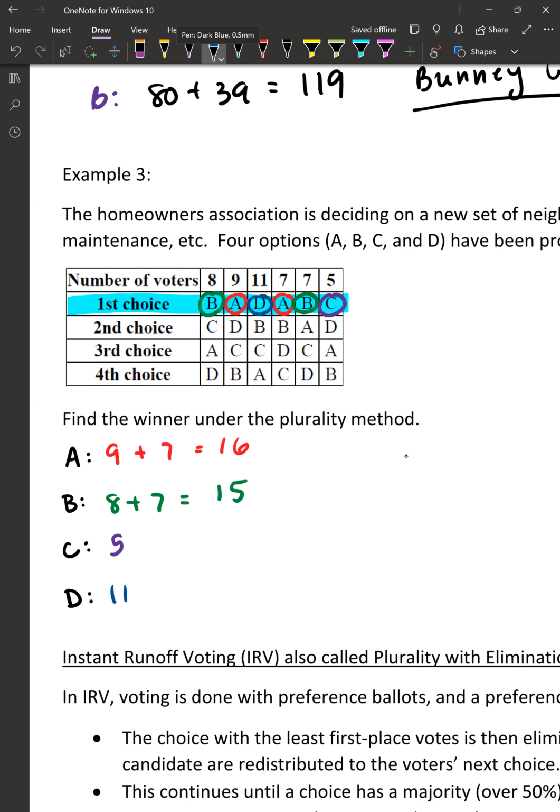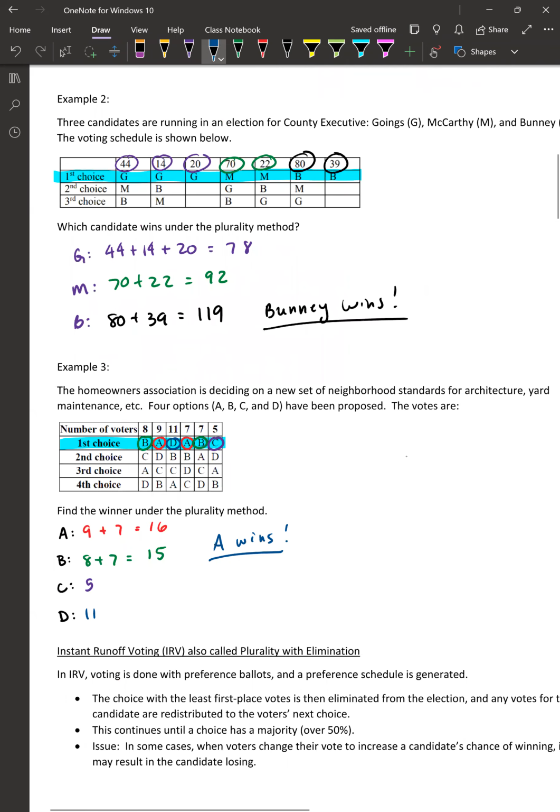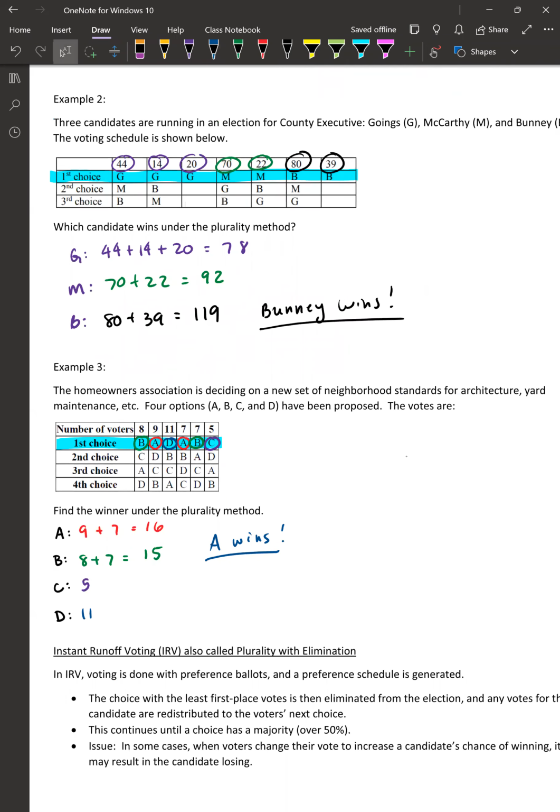Okay, so clearly A has received the most first place votes. So A wins under the plurality method, right? Okay, so not too bad, right? If you have your preference schedule, you just have to count the number of first place votes to see who wins under the plurality method. Now, in these examples, there were no ties, so we didn't have to worry about that.